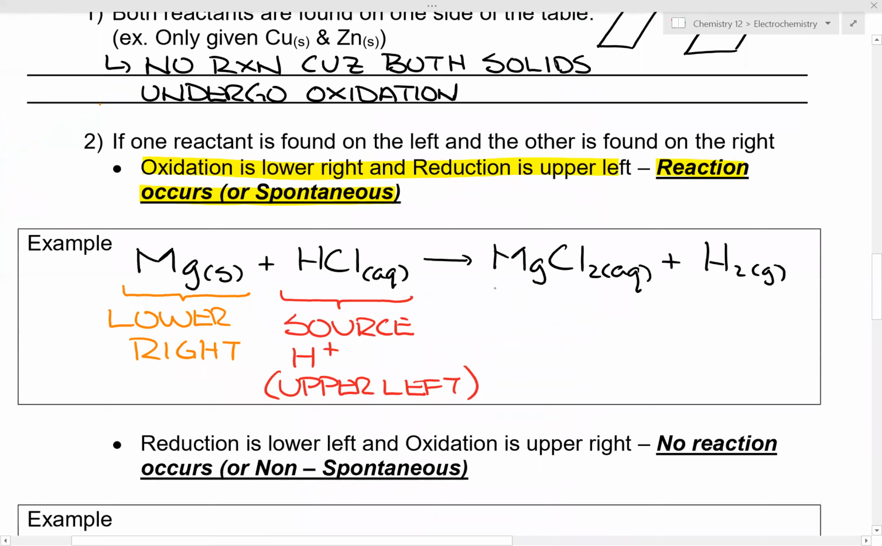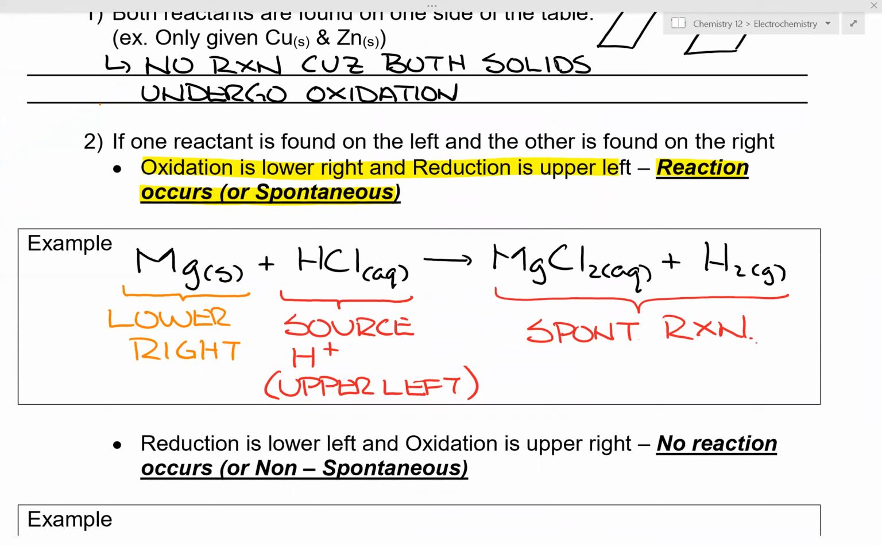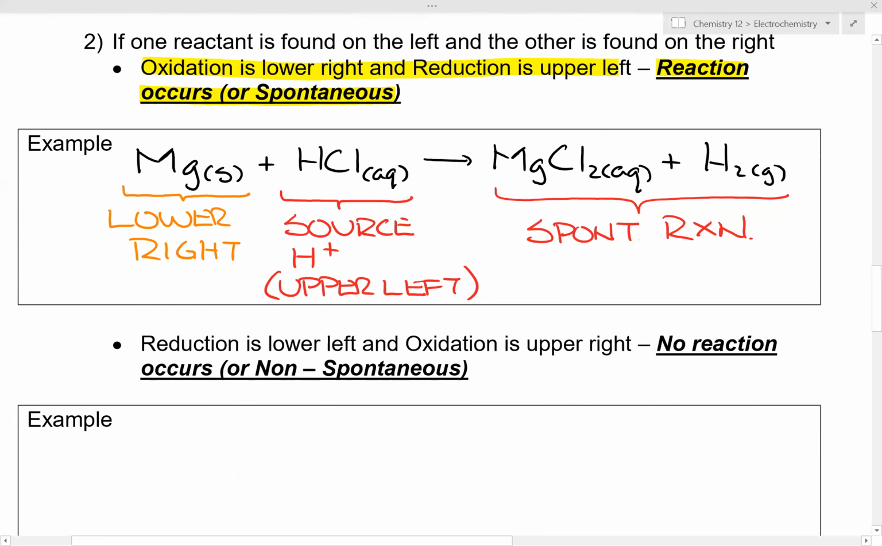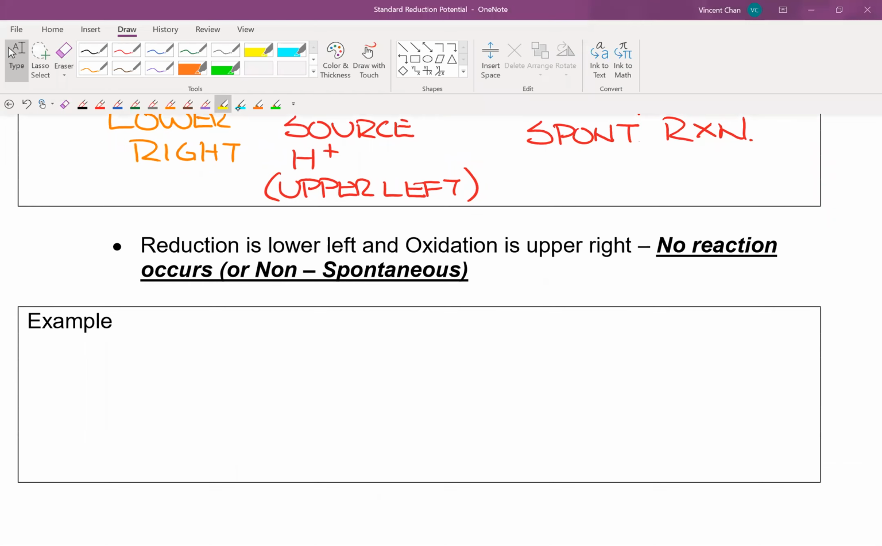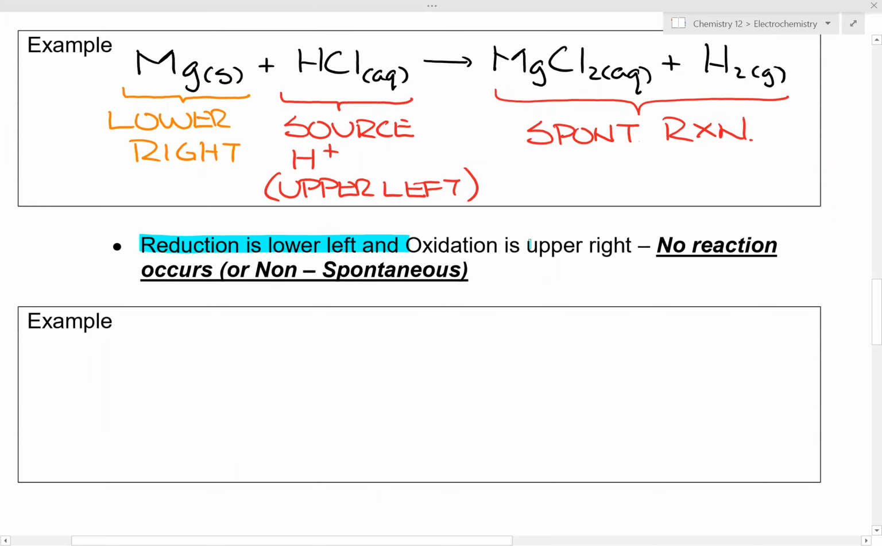So here, we get a spontaneous reaction. This is why we get hydrogen gas being produced. Now, this occurs for single replacement reactions. Now, what if reduction is lower left and oxidation is upper right? What you get is no reaction, or it is non-spontaneous.